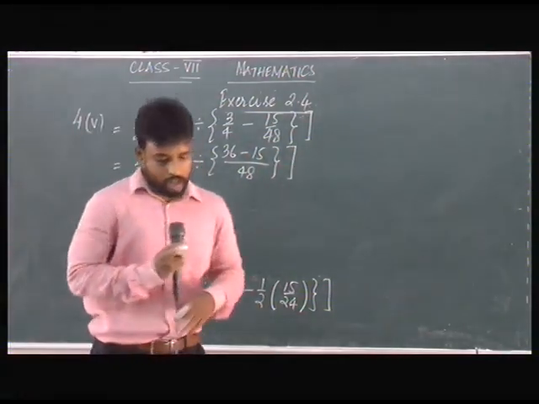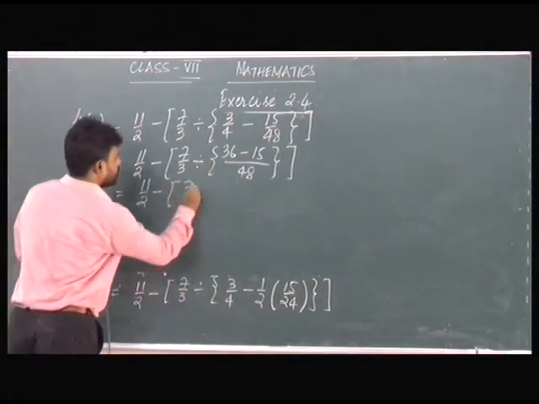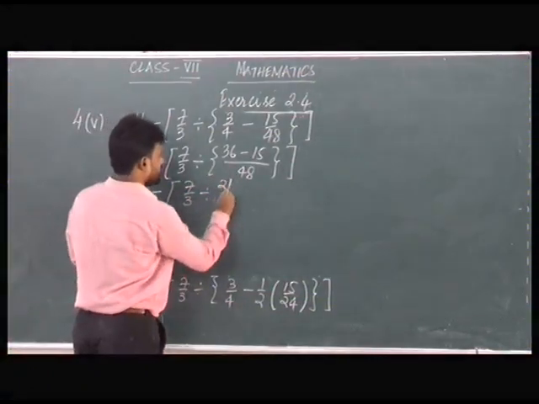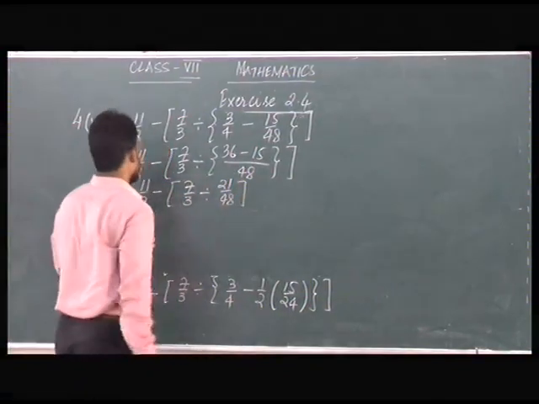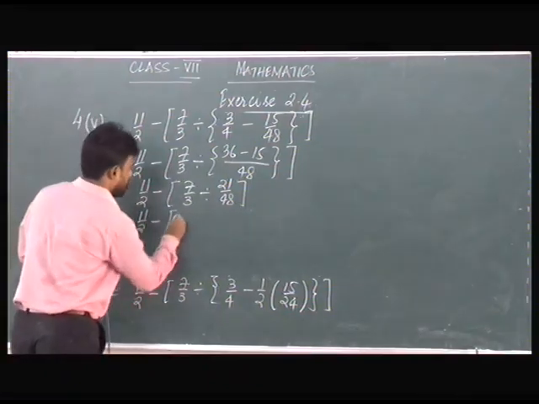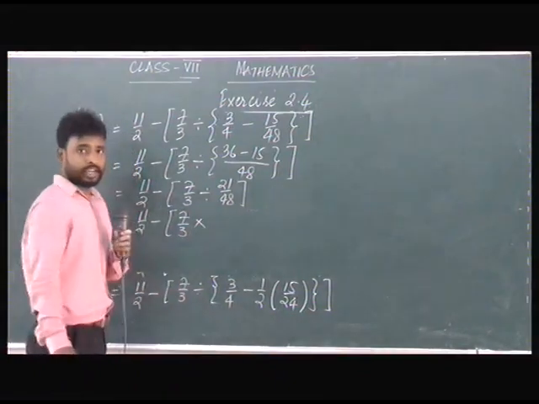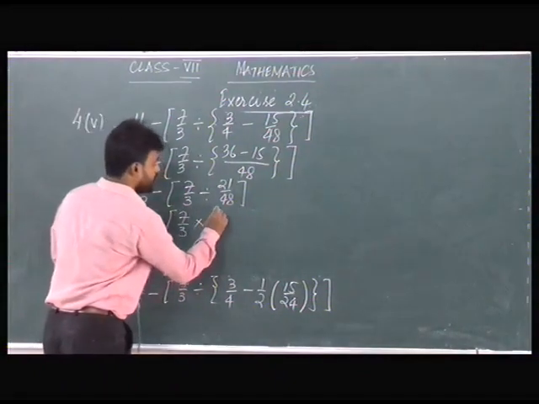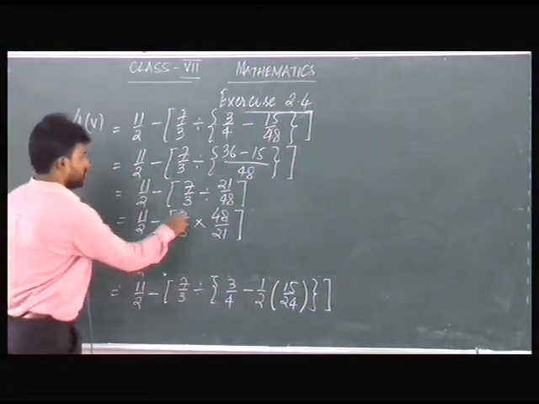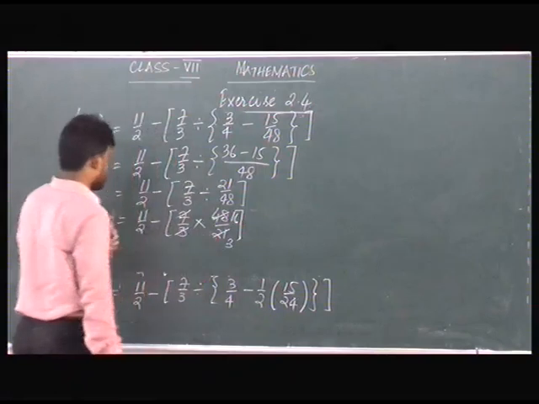Next, 36 minus 15 will give you 21. Since there's a division sign here, we'll put a multiplication sign and we'll find out the reciprocal of 21 by 48, which will give you 48 by 21. 7 will go 3 times, 3 will go 16 times.